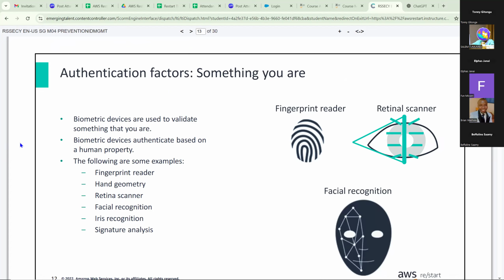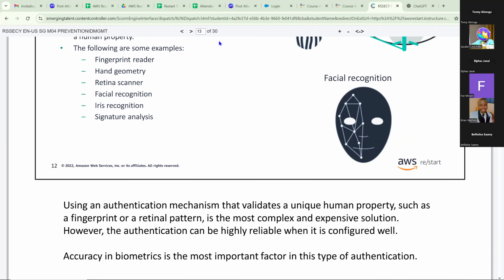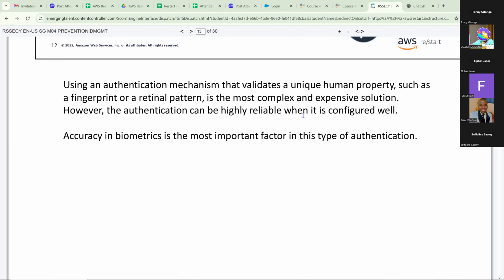A retina scan, and then there is facial recognition. I've worked in a place where we were using facial recognition. There's a place where I use iris recognition and signature analysis. All of this, and these pictures or images here just help with that.